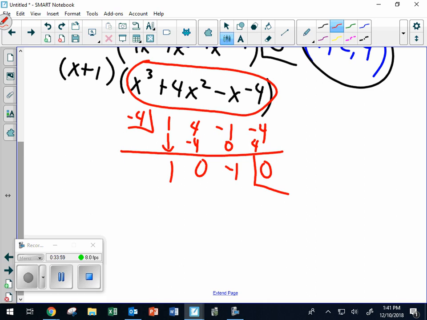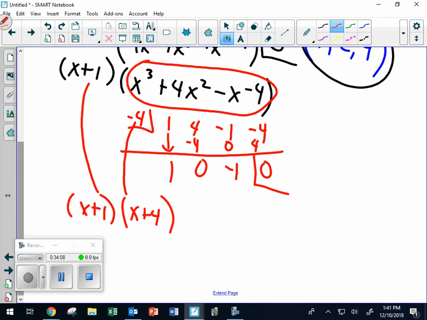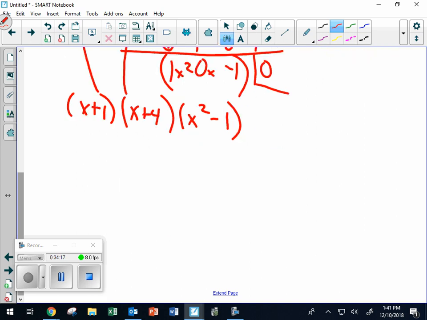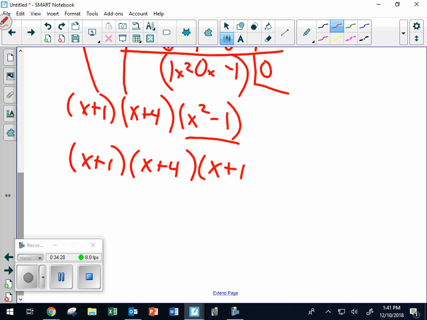So it worked. I'm going to bring this down, x plus 1. I'm going to bring this down, x plus 4. Then I'm going to bring this down. That's the x's, that's the x squareds, and it's x squared minus 1. And then this has got a vicious twist. This can be factored one more time. So final answer, x plus 1, x plus 4, x plus 1, and x minus 1.